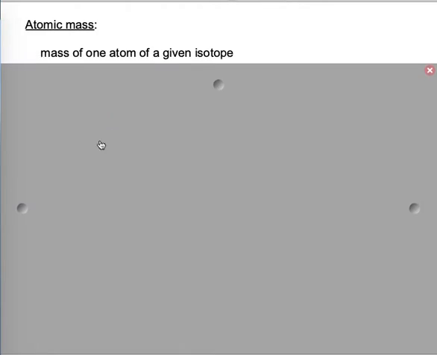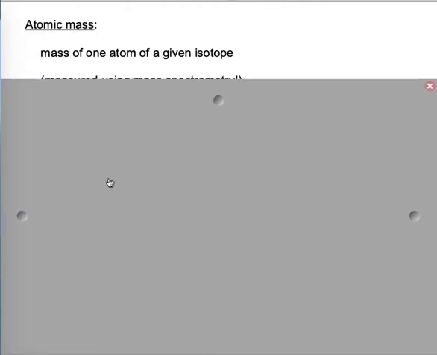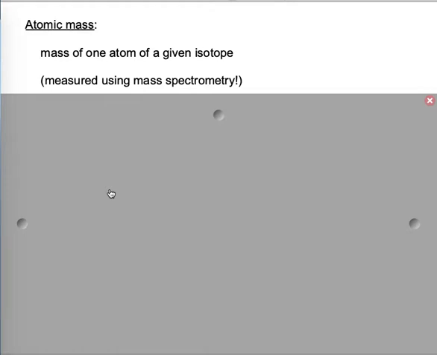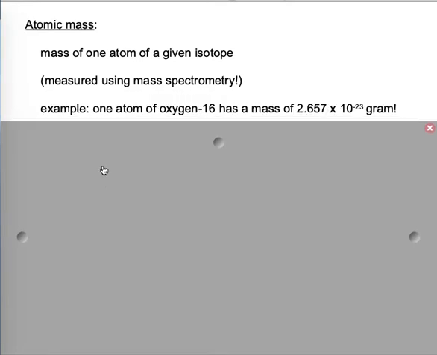Now let's talk about atomic mass. What does the term atomic mass mean? The atomic mass is simply the mass of one atom of a given isotope, and it is measured using a technique called mass spectrometry, which I won't go into, other than to tell you that it's extremely accurate and extremely precise. For example, one atom of oxygen-16 has a mass of 2.657 times 10 to the negative 23rd grams.